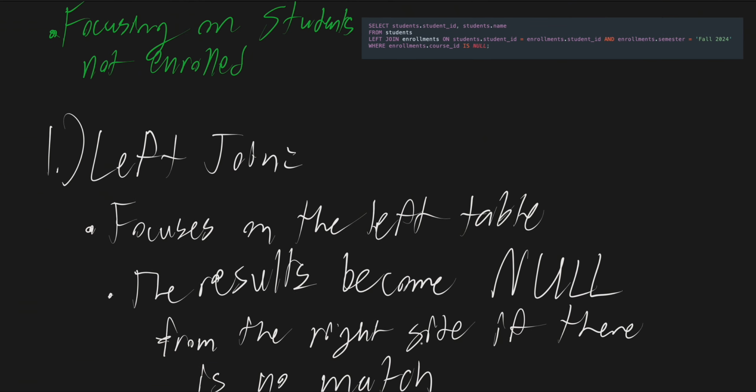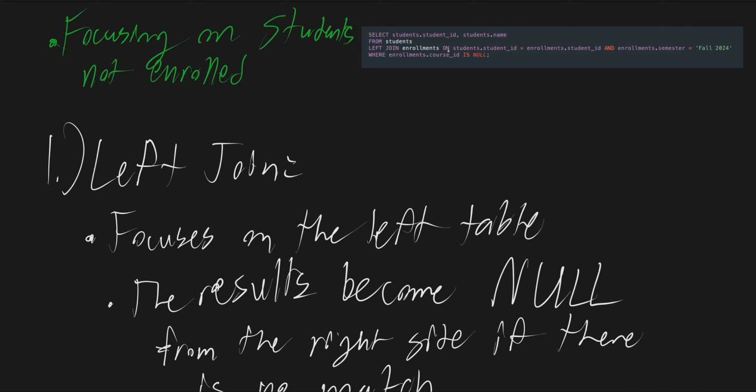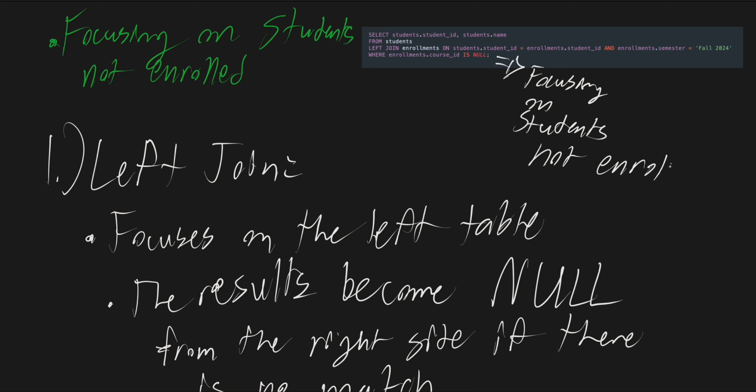And then, as well, going through our query, by specifying the semester in the on clause of the left join, we filter the enrollments at the joining stage itself, focusing on fall 2024. The condition where enrollment course ID is null ensures that we only select those students who have not enrolled in the matching courses. So focusing on students not enrolled, and we use null for that.